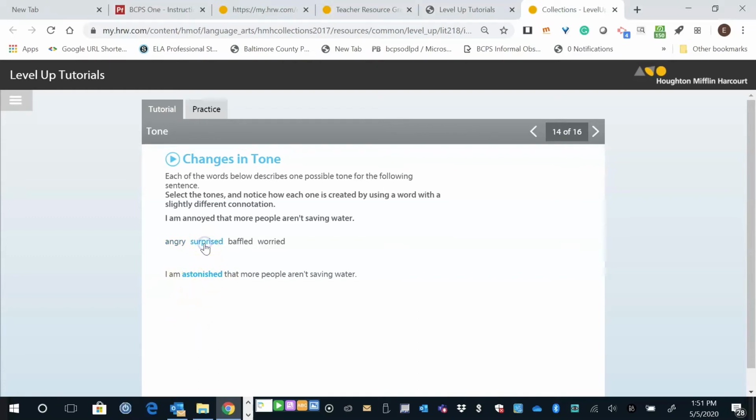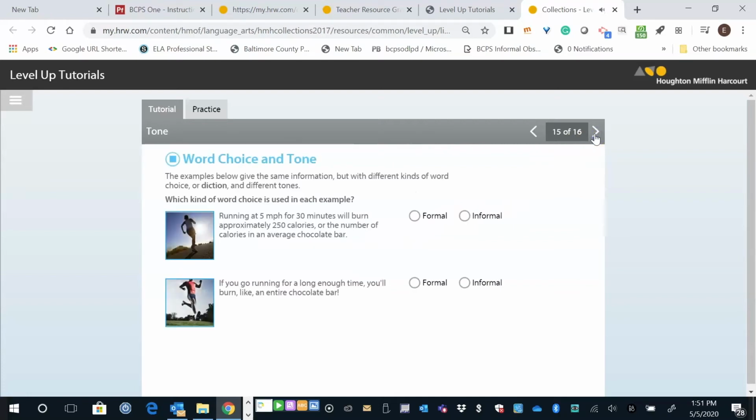When I click on surprise, I am astonished that more people aren't saving water. The levels are going greater. Baffled, I am perplexed that more people aren't saving water. Worried, I am concerned that more people aren't saving water.